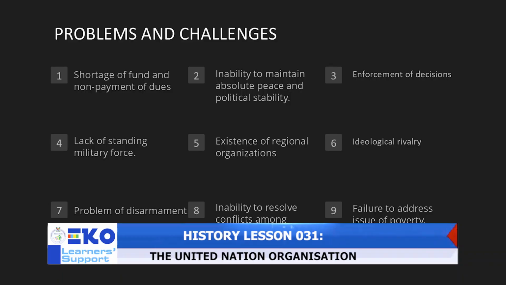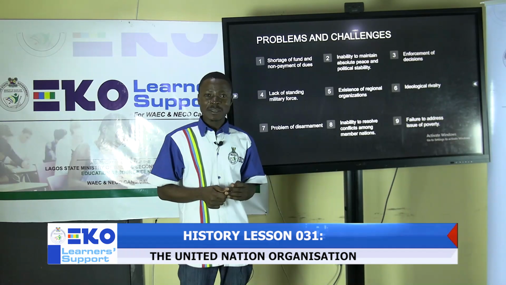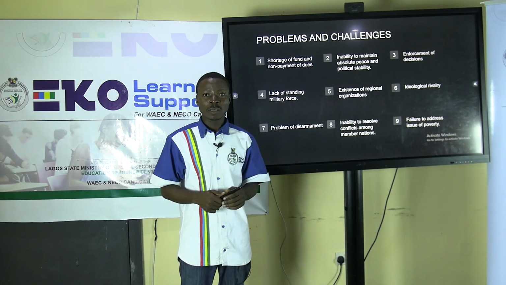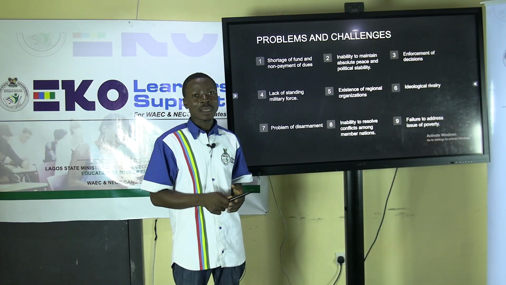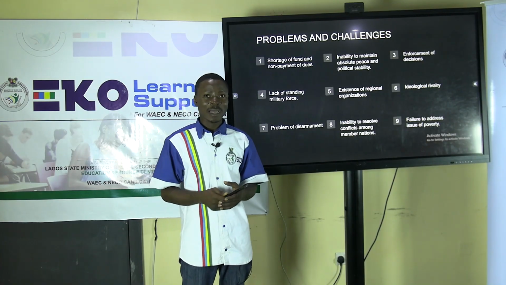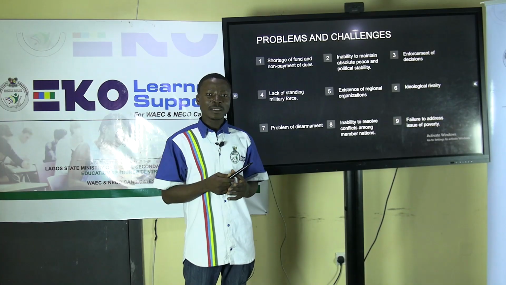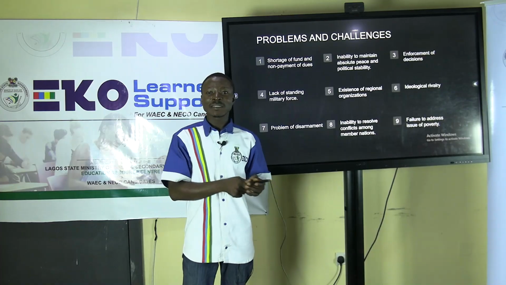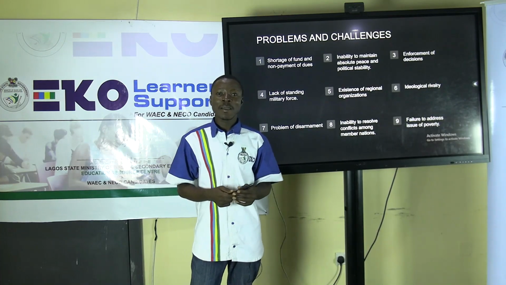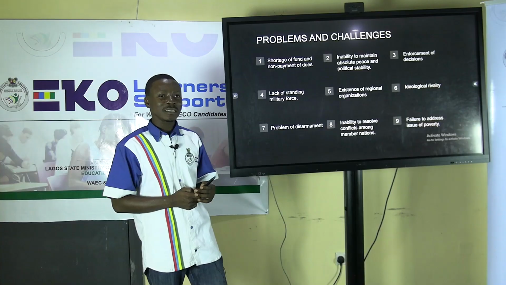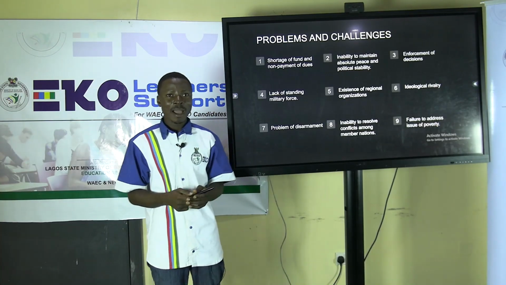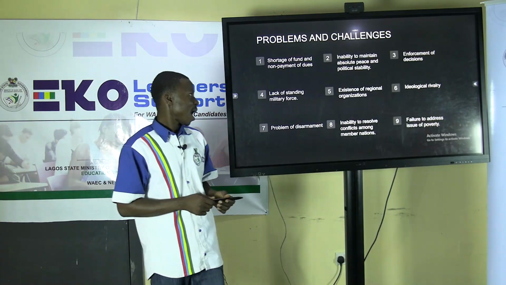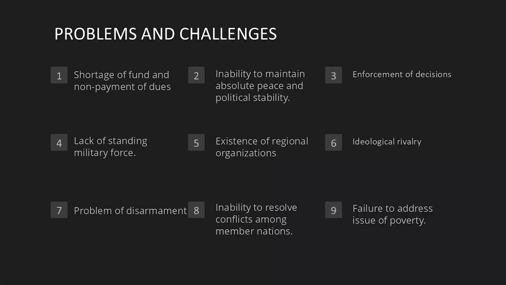Then, lack of a standing military force. The organization also lacks a standing military force to ensure that peace and security are maintained around the world. Just like other organizations, like the regional organizations and other international organizations, the United Nations relies on the donation of military forces and other paramilitary forces by member states for carrying out its peacekeeping missions and other peace and security activities.